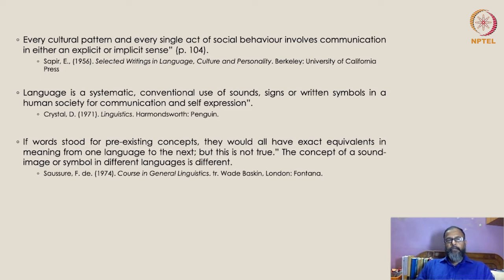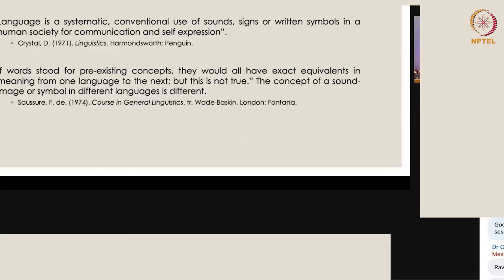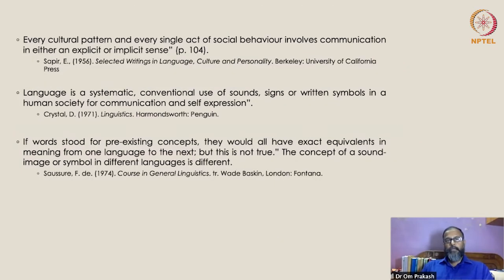If you look at David Crystal, 1971, what does he say? He says, language is a systematic, conventional use of sound, signs, or written symbols in a human society for communication and self-expression. We already have talked about Saussure's idea of signifier, signified, Saussure's idea of la langue, la parole. We have already talked about communicative competence by Hymes.